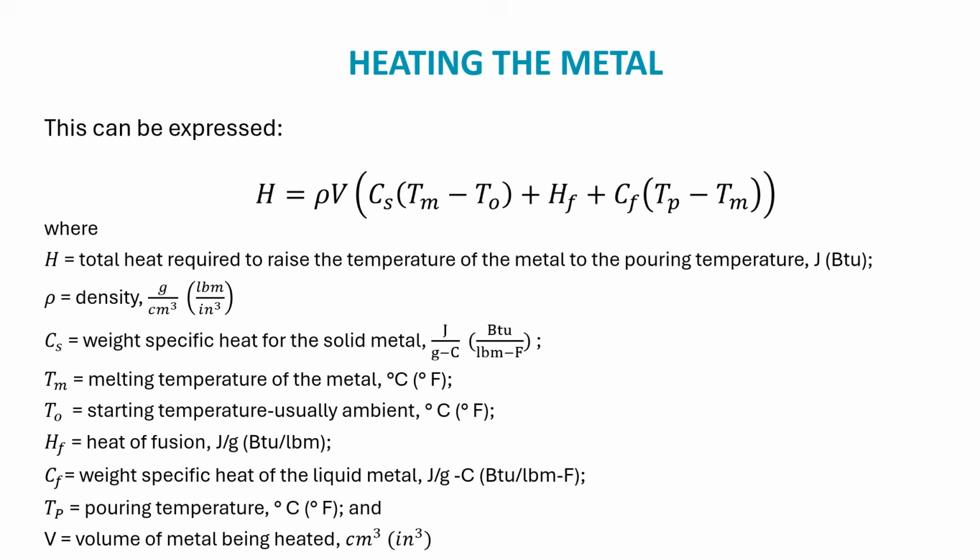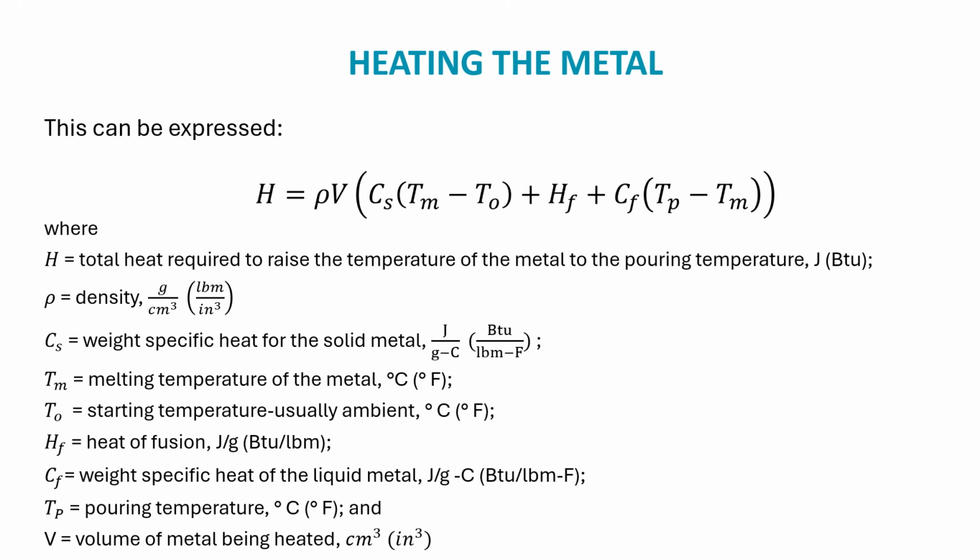Okay, so the total heat required for heating the metal to the melting temperature and taking it to the pouring temperature is going to be expressed by the following equation. The first part represents the heat required to reach the melting point, so you can see that we have the Tm in it. The HF is the heat of fusion. The Tp is the temperature of the pouring, and the Tm is the temperature of the melting. The HF term changes it from solid to liquid. The third one is to take it from the melting point to the pouring temperature.